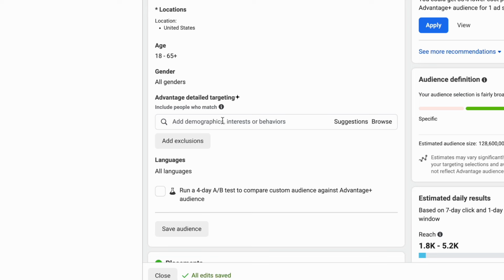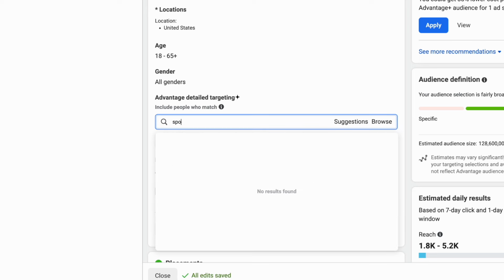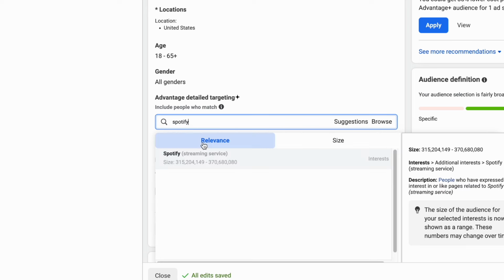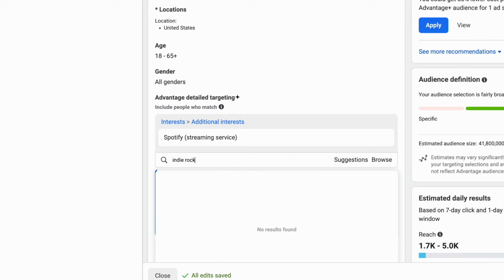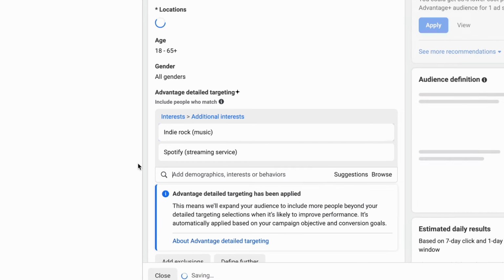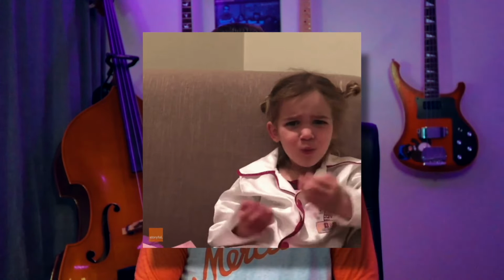Usually the basis for your audience is two keywords, Spotify and something else. One of the most common mistakes I see is people will put Spotify and the other interests, like let's say it's indie rock, together in the same box. And this is a problem because any keywords that you put together in the same box get bound together with a logical OR statement. What?